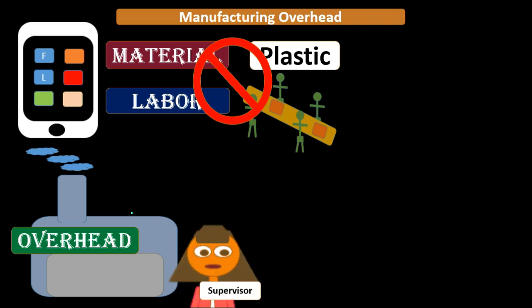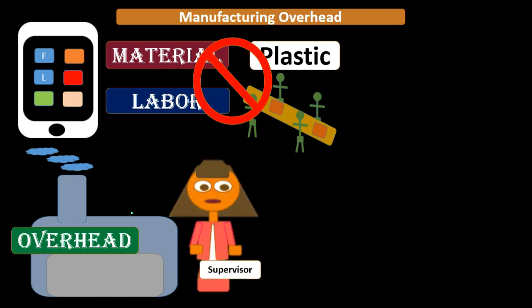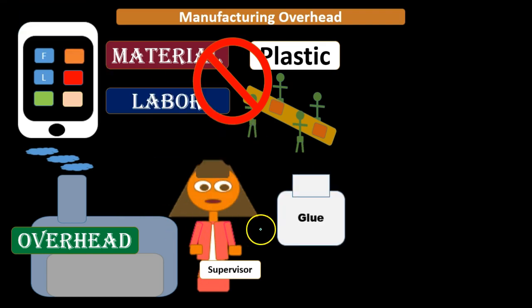For example, the supervisor salary cannot be applied directly to this piece of inventory here because the supervisor is working on all the inventory. So we want to apply her wages to the inventory in particular, but we can't do it directly. We got to put it into this bucket and then apply it out in some way using some type of estimate.